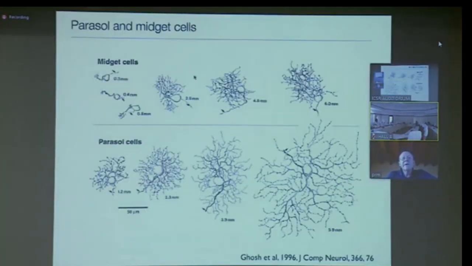And here I'm showing you the two main classes of ganglion cells in your retina. One class is called midget cells. These cells have small cell bodies, small dendritic fields. We're looking at a whole mount view here. And the second class is called parasol cells.